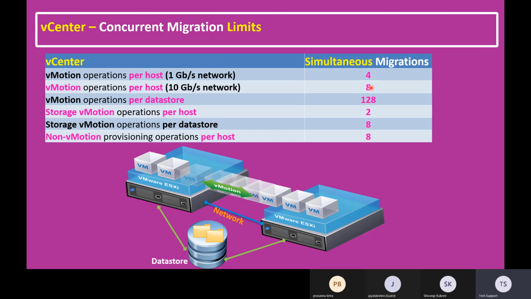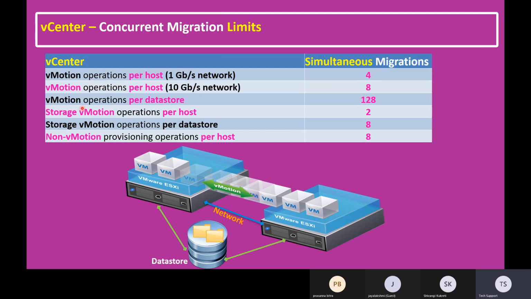Until that time, once the migration of 8 VMs is initiated, the remaining 2 VMs will be in a queued state. It will be in a queue. Once the 8 are finished, only then will the remaining 2 VMs start migration. Okay. And not only 10 Gbps, suppose your vMotion physical network speed is more than 10 Gbps, our simultaneous count will increase. Okay.